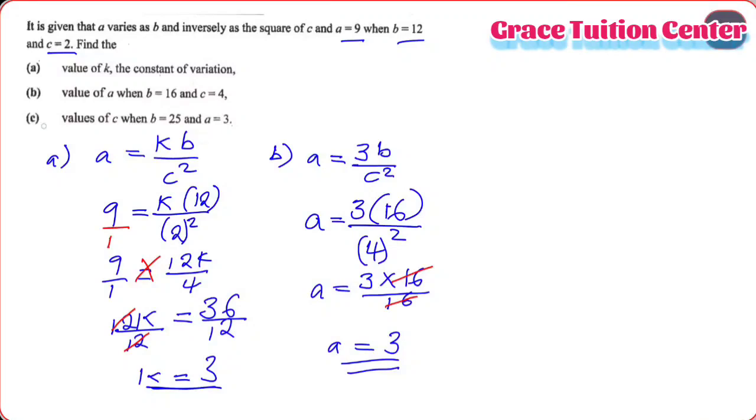The last question, C, says find the values. So be careful here. It says the values. It means that you are not just going to get one answer, but you have to get at least 2 answers. Find the values of C when B is 25 and A equals 3.